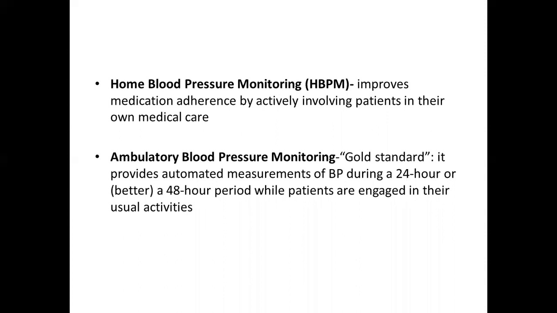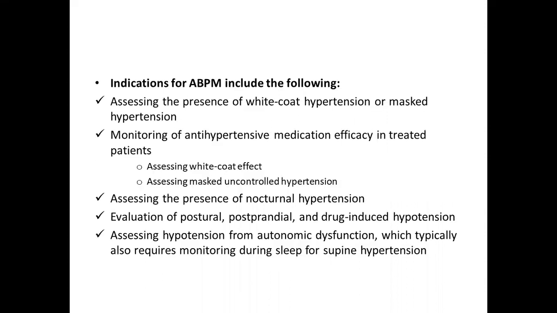So it is usually done in many hospital setups, and even in Nepal, various institutes have this kind of setup where they can do ambulatory blood pressure monitoring. So when you are in doubt, you can always ask for this ambulatory monitoring to make sure that the patient has hypertension. Okay. So these are the indications where you can use ambulatory blood pressure monitoring, like to assess the presence of white coat hypertension or masked hypertension, as well as to monitor the medication efficacy, as I have mentioned.